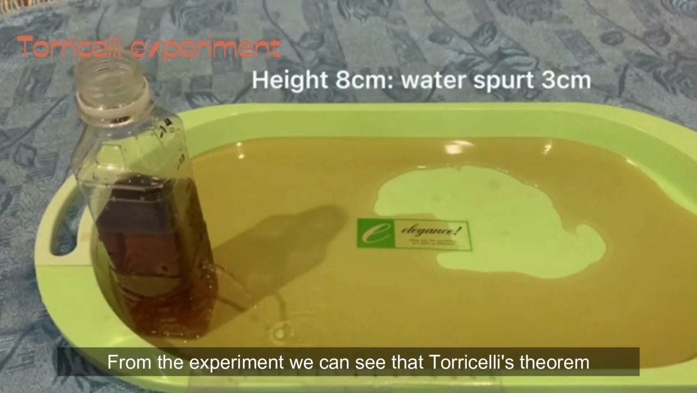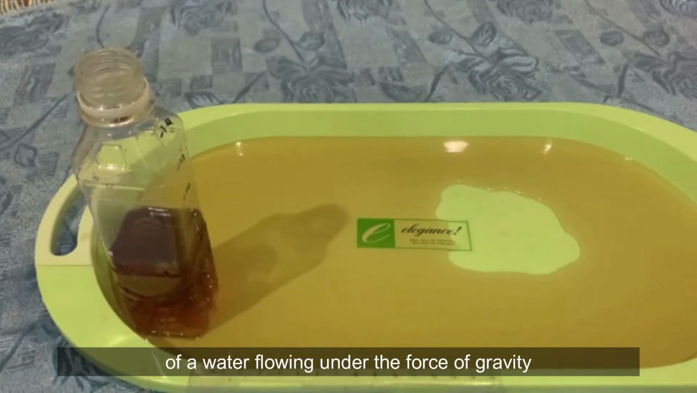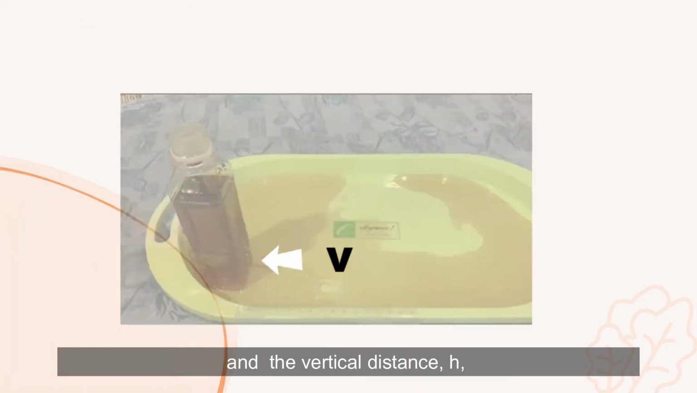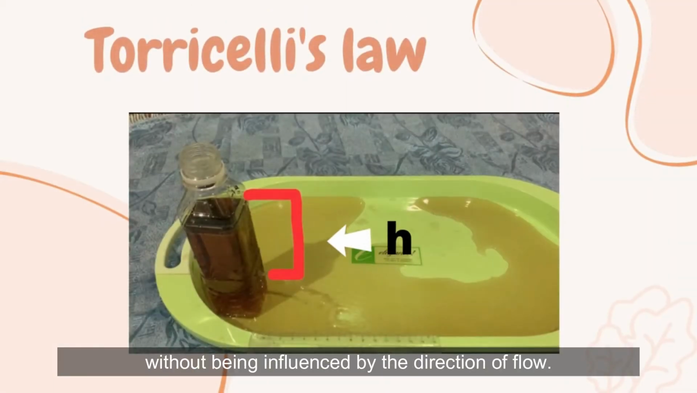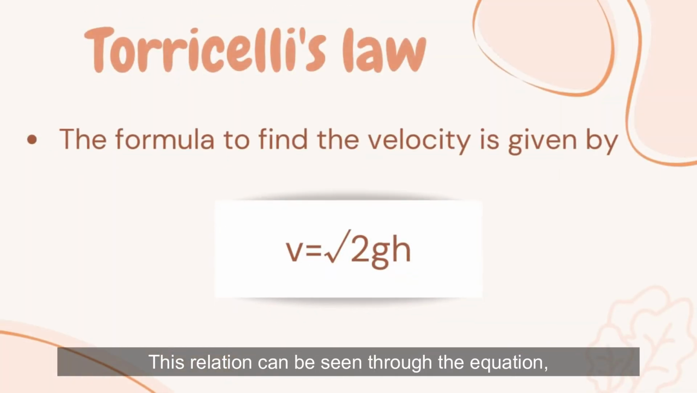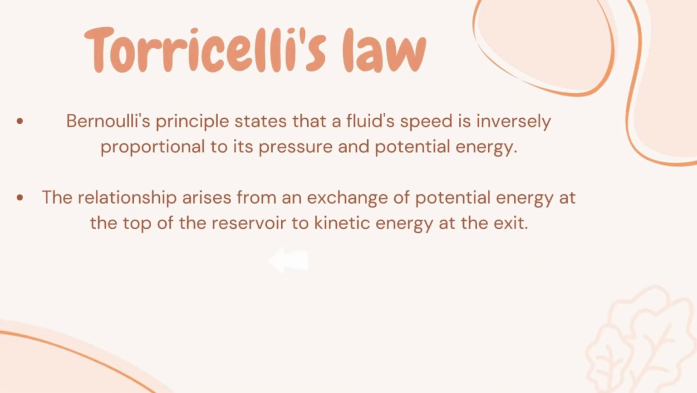From the experiment, we can see that Torricelli's theorem gives the relation between the speed, which is v, of water flowing under the force of gravity, and the vertical distance h, without being influenced by the direction of flow. This relation can be seen through the equation v equal to the square root of 2gh. It shows that Torricelli obeys Bernoulli's principle, as Bernoulli states that a fluid's speed is inversely proportional to its pressure and potential energy. The relationship arises from an exchange of potential energy at the top of the reservoir to kinetic energy at the exit.